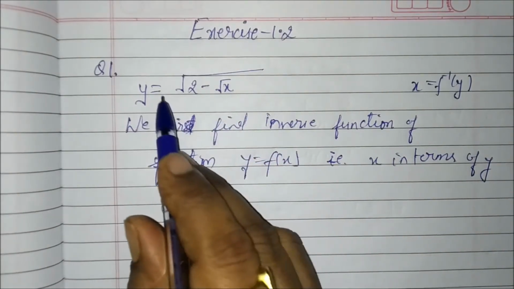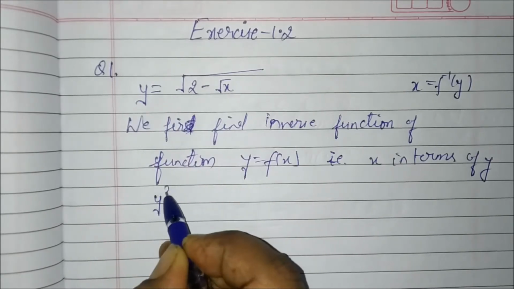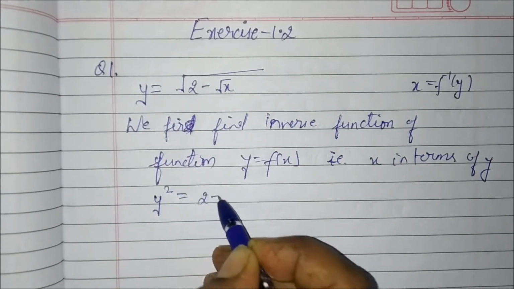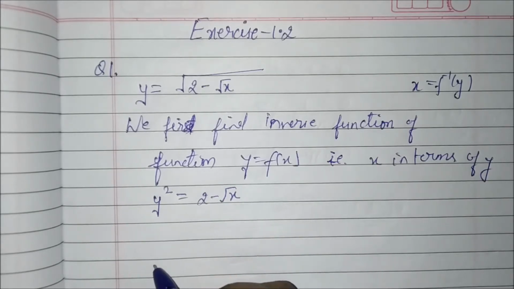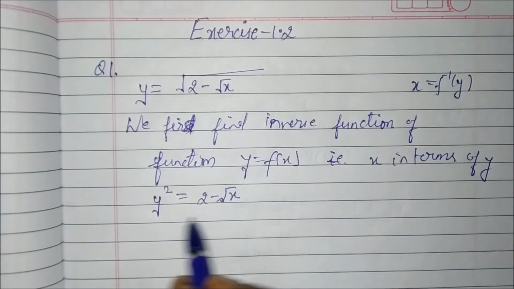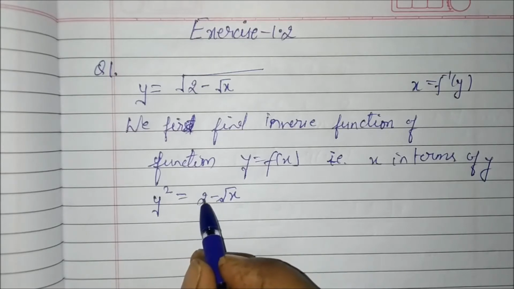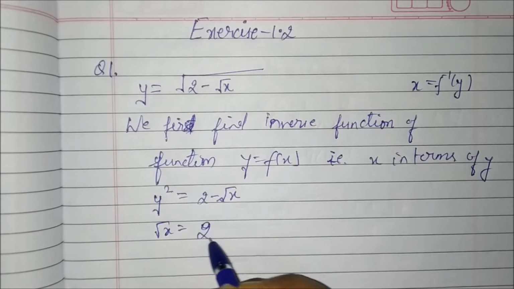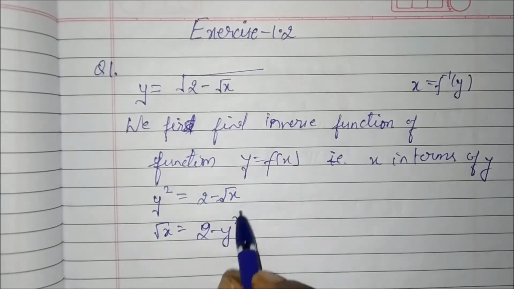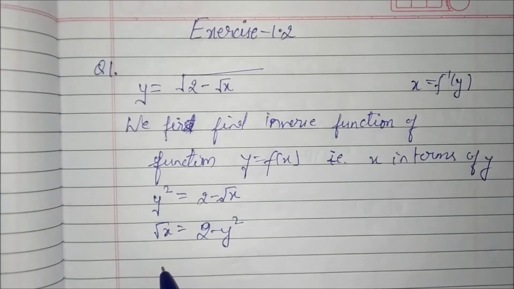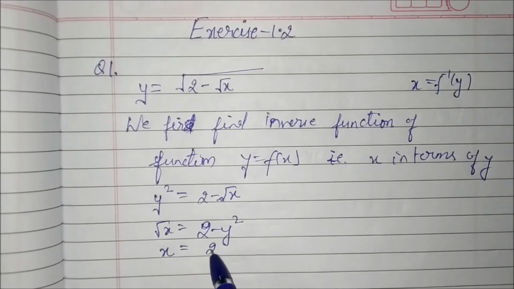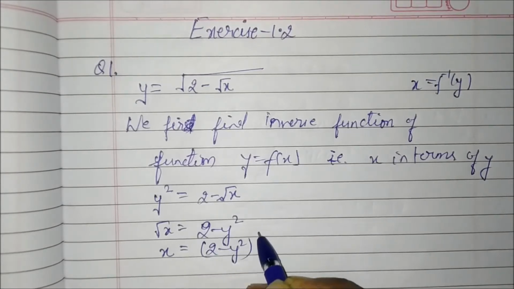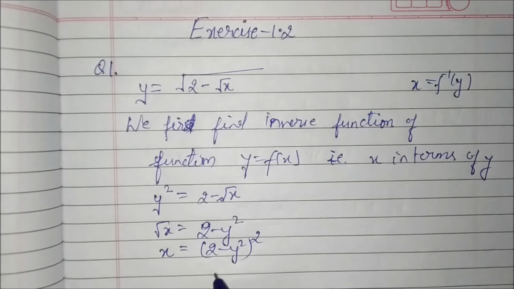So we square on both sides, we get y squared = 2 minus root x. Again we need x only here, so root x = 2 minus y squared. We have shifted root x and y squared. Then squaring on both sides again, we get x = (2 minus y squared) whole squared. So we have x in terms of y.